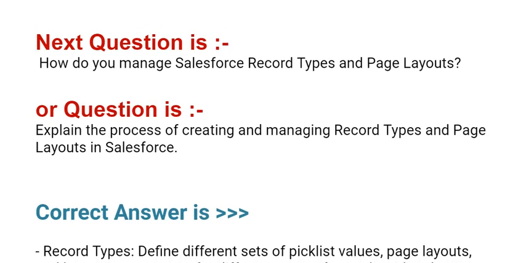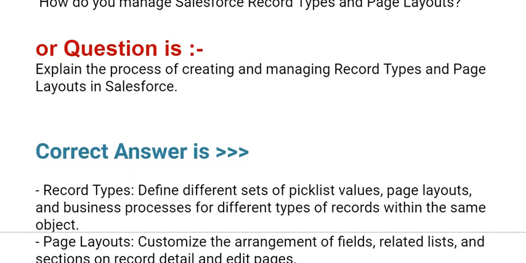Our next question is, how do you manage Salesforce record types and page layouts? Or the question can be asked in another way as, explain the process of creating and managing record types and page layouts in Salesforce. Your answer should be, record types define different sets of picklist values, page layouts, and business processes for different types of records within the same object.